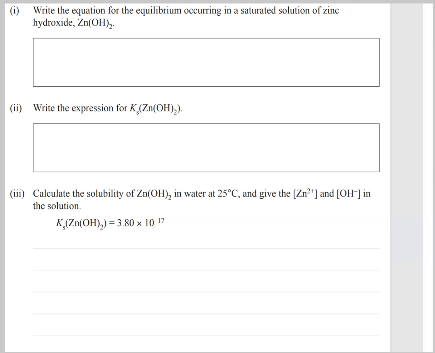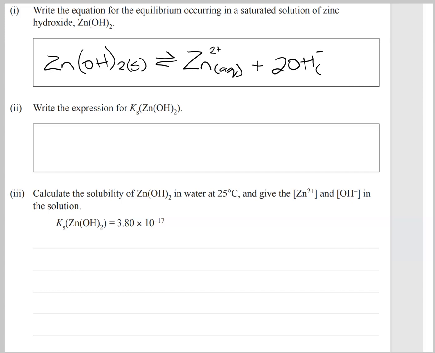And first you can see the first part of the question is simply asking you to write the equation for the equilibrium occurring. So all they want is the idea that you've got zinc hydroxide. Now I'm putting in state symbols. They're not usually required, but I always like to put them in just in case they decide to get really picky one year. Breaking up into zinc ions and hydroxide ions. Beautiful.